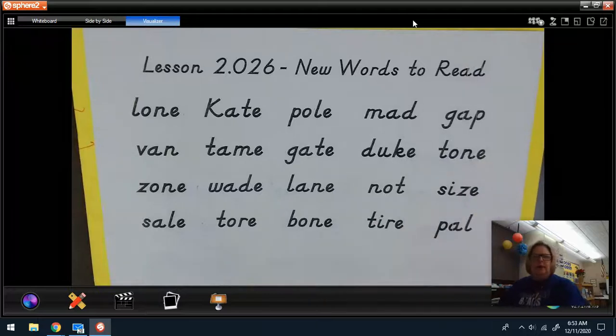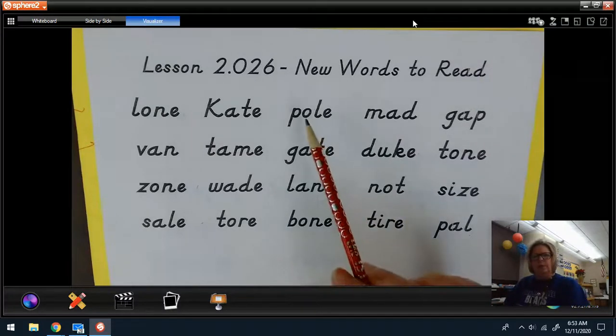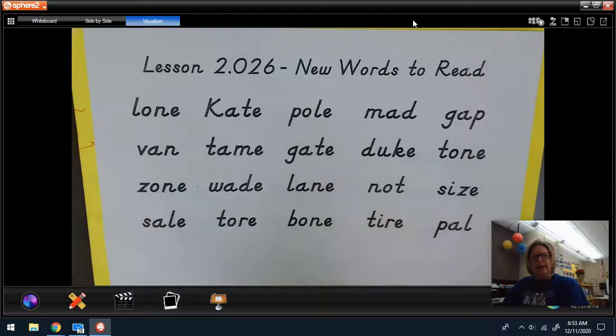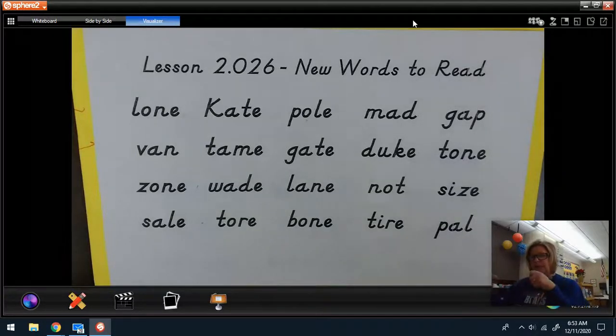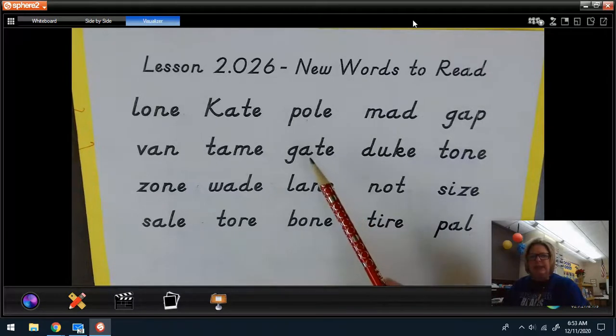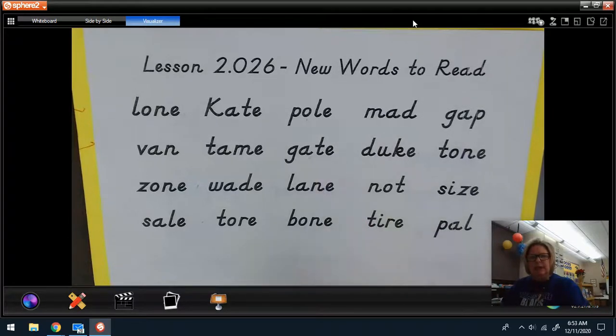Okay? I'm looking for a word that might be something that a flag could fly on. A flag could be placed on this. How about pole? Now I'm looking for a word that might be the connecting piece that you open and close between a fence. You might have to open this or close it. That word is gate. Good.